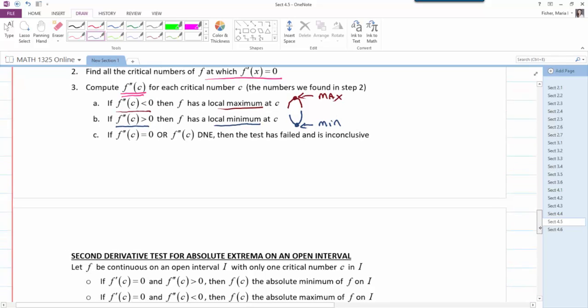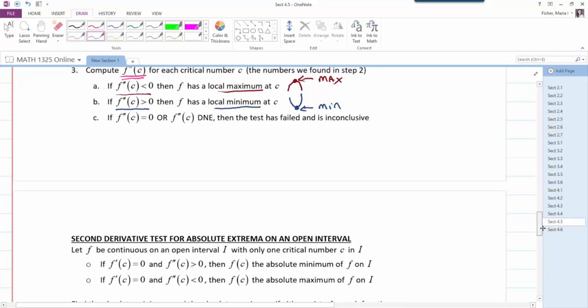So how do we put that together with absolute extrema? Because that was talking about local extrema. Well, if you have an open interval and you want to find out whether you have an absolute max or an absolute min, we say the following. Let f be continuous on an open interval with only one critical number in that interval. That's the main part. You can only have one critical number in that interval.